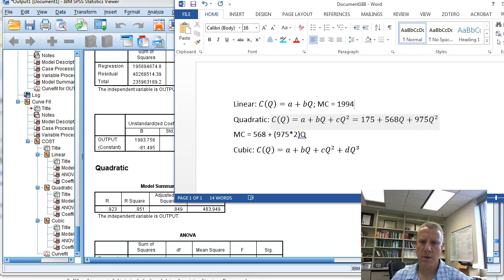So you can see the different types of information these functional forms tell us. The marginal cost from the quadratic form is upward sloping, and that's equal to, what's that, 1950. And the marginal cost from the linear functional form is constant. So I think that is enough to get y'all going.